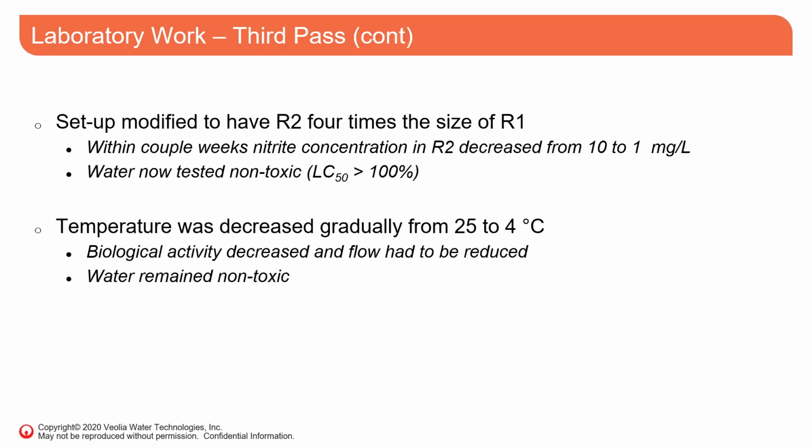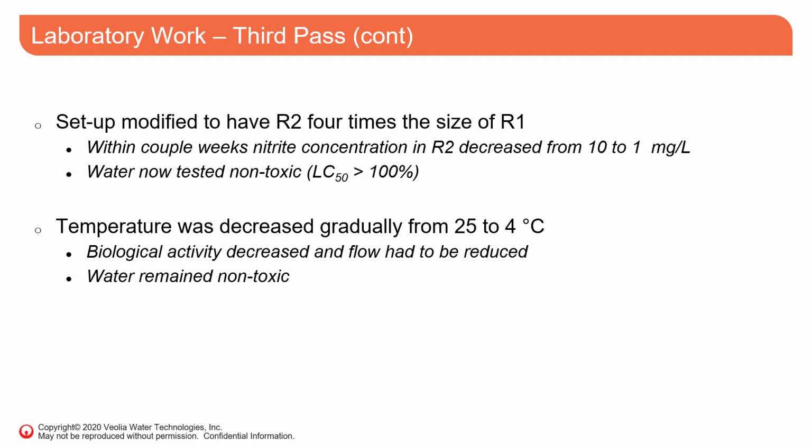So the final task of the lab testing was to modify the reactor size to have a smaller reactor for cyanide degradation and a bigger one for nitrification, which worked really well. Within a couple of weeks, the nitrate concentration was decreased.